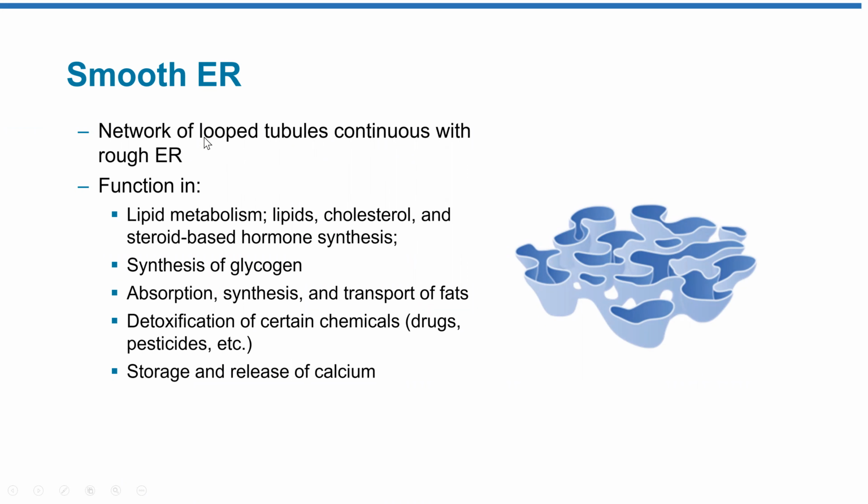A smooth ER is a network of looped tubes continuous with rough ER. Its function is in lipid metabolism: synthesis of lipids, cholesterol, and steroid-based hormones, synthesis of glycogen, absorption, synthesis and transport of fats, detoxification of certain chemicals such as drugs and pesticides, and storage and release of calcium. So that's our smooth ER.